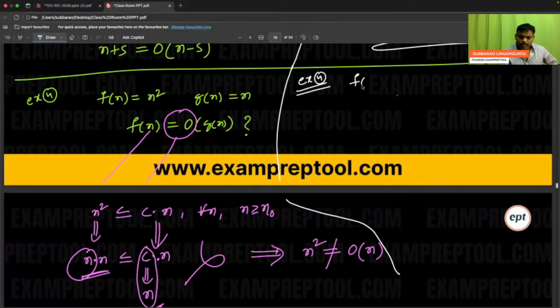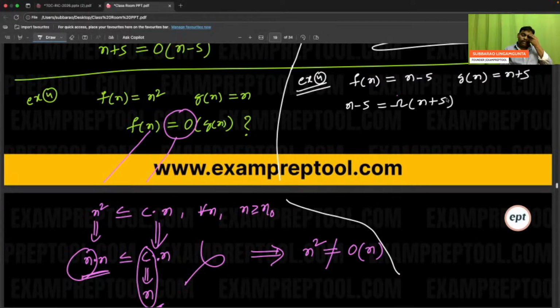F of n is something like, I can say, n minus 5. G of n is, I can say, n plus 5. I've done it the opposite way from the previous problem. Let's check: f of n, n minus 5, is omega of g of n, n plus 5.